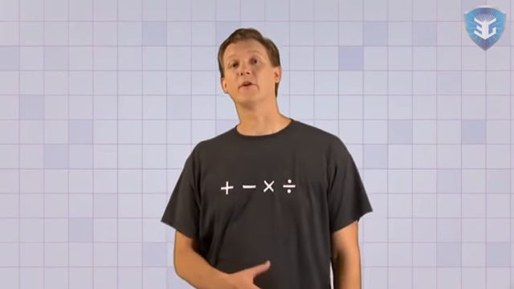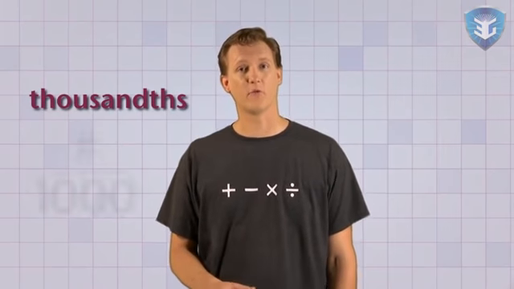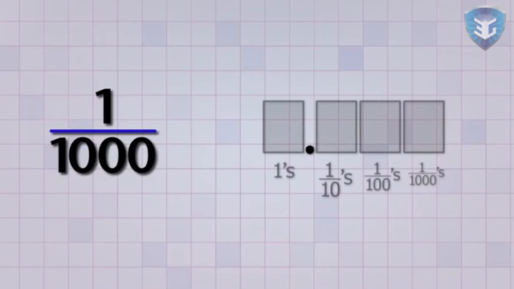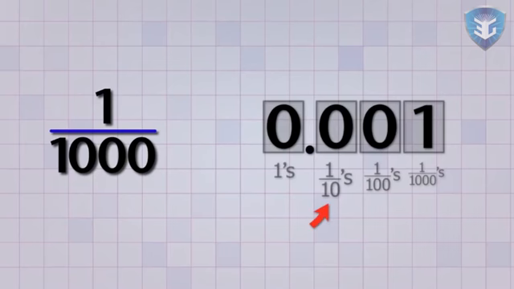Now that we know how to convert hundredths into decimals, let's try converting thousandths. That's fractions that have 1,000 as the bottom number. Let's start with 1 over 1,000. Now this should be easy. All we have to do is put a 1 in the thousandths place. Notice that this time we need zeros in both the tenths and the hundredths place to act as placeholders.